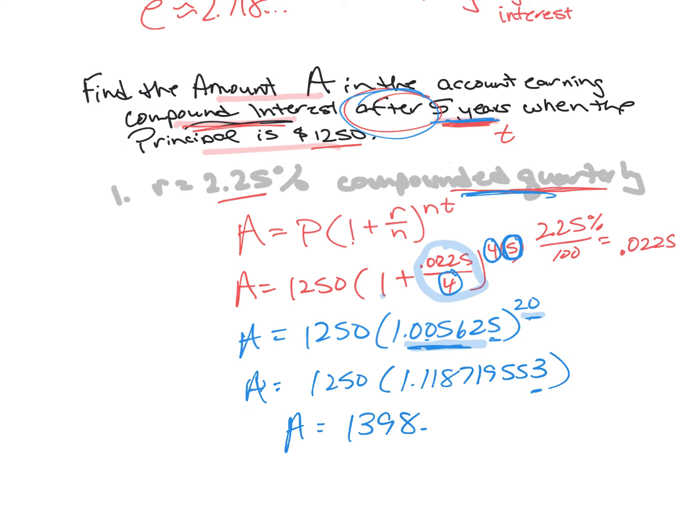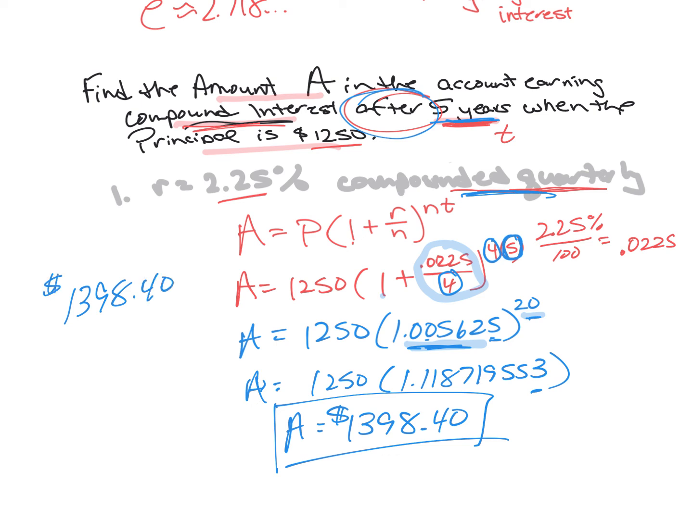And I get 1398.399442. However, I'm talking about money, so we're going to round that to the nearest cent now. And so after 5 years, my total amount here is $1,398.40. And so we would round that to the nearest cent. So go all the way out on all of these problems.